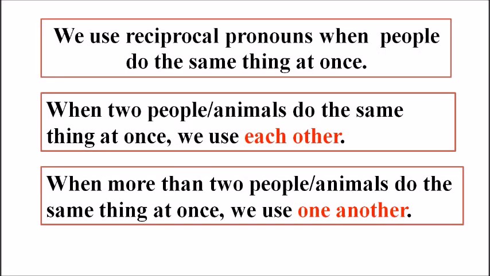We use reciprocal pronouns when people do the same thing at once. When two people or animals do the same thing at once, we use each other. When more than two people or animals do the same thing at once, we use one another.